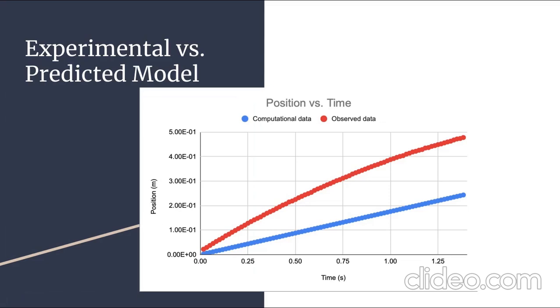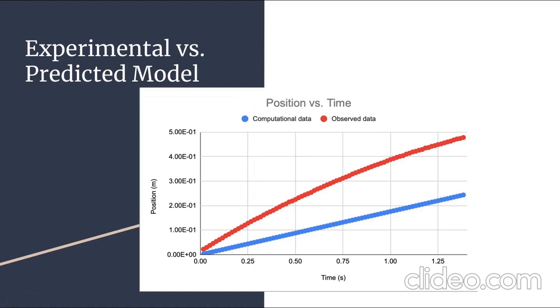So you can see in this graph, the blue line shows the computational data, and the red dots, a scatter plot, show the observed data from the video. The computational data is linear because there was no net force on the object, so there was no acceleration, which means that the velocity was constant and the position changed at a constant rate compared to time.